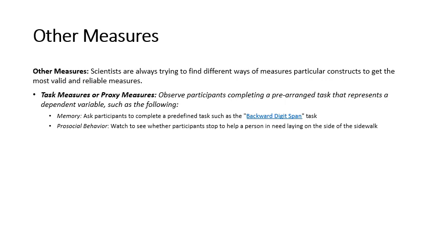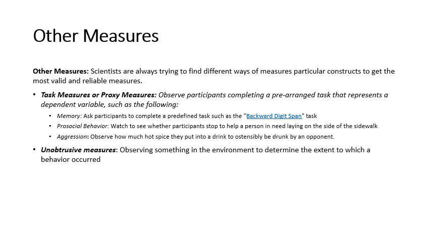Prosocial behavior. We could watch to see whether people stop to help a person in need who's lying on the side of a sidewalk. Or we could watch to see whether participants help someone pick up a stack of papers. Aggression. Instead of asking people how aggressive they feel, we could observe. We could put them in a situation where they're allowed to put a lot of hot spice into a drink that they ostensibly can make their opponent taste, and we can use how much spice they put in as a measure of aggression.